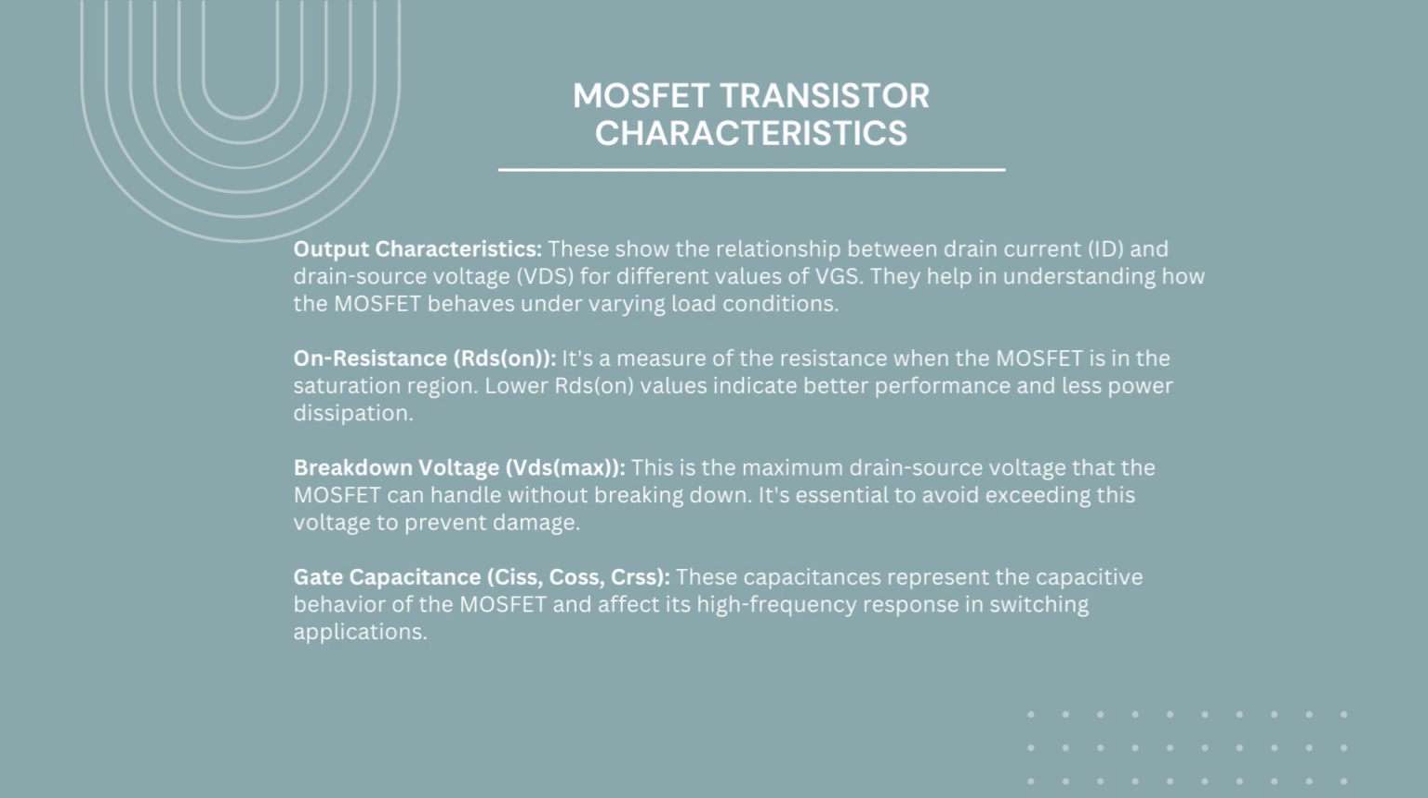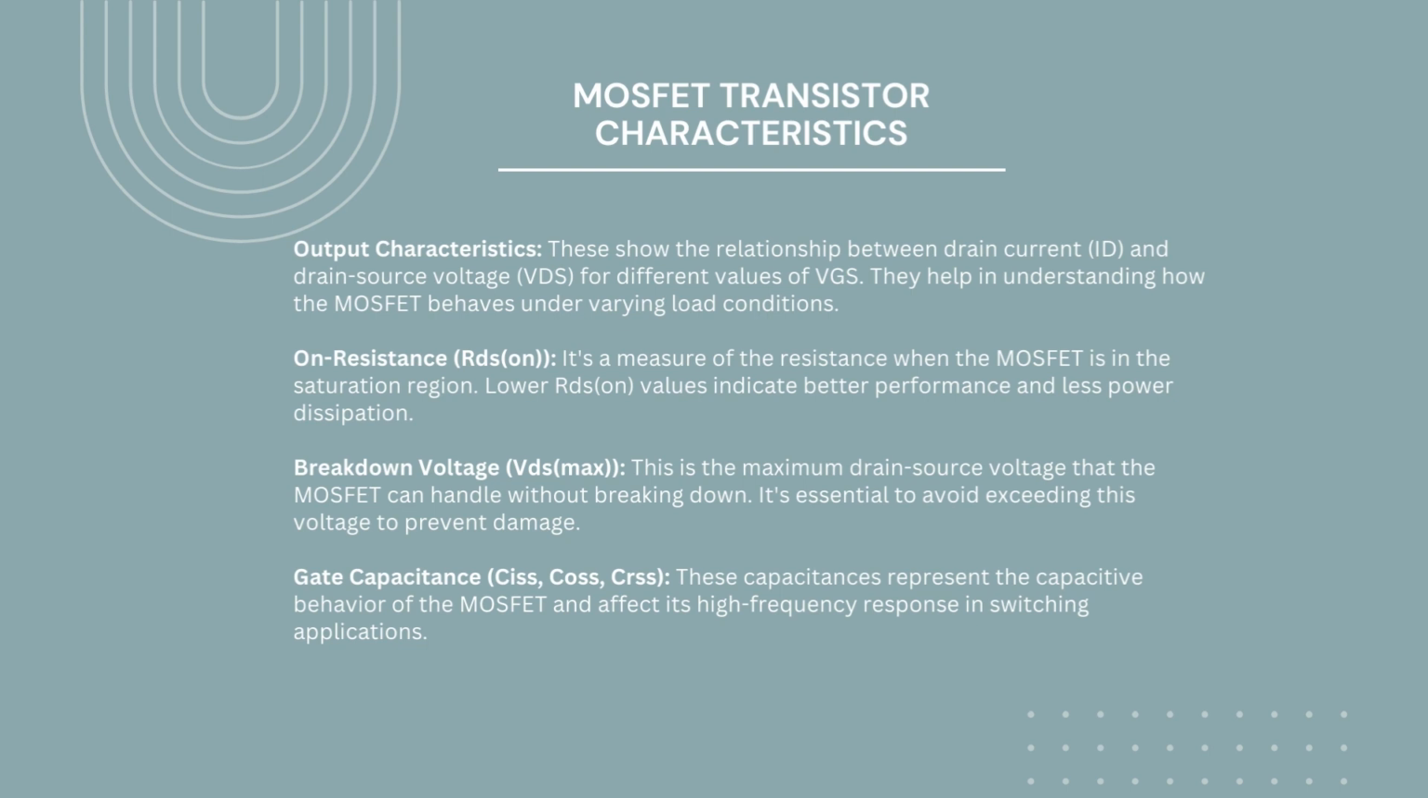So, it is the maximum drain to source voltage that we can apply to the MOSFET, so that the MOSFET can handle that voltage. If we exceed beyond that voltage, the device may undergo a permanent breakdown or permanent damage. So, we must not exceed this breakdown voltage. These breakdown voltages are generally given in the data sheet of the MOSFET.